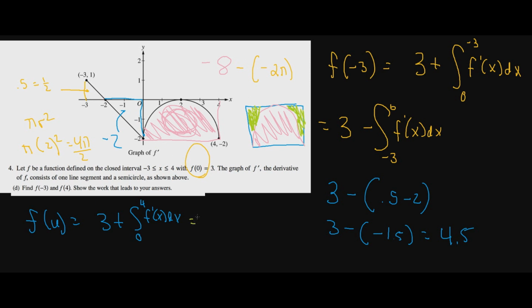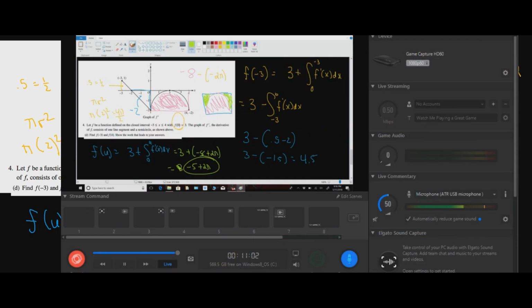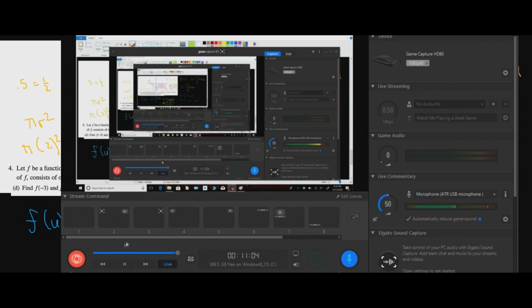So we're going to get 3 plus negative 8 plus 2 pi, which is negative 5 plus 2 pi. Bam, we're done. We're golden. Thank you for shopping. And that's all we do, my friends. Took 11 minutes. We're on pace. Bada bing, bada boom.